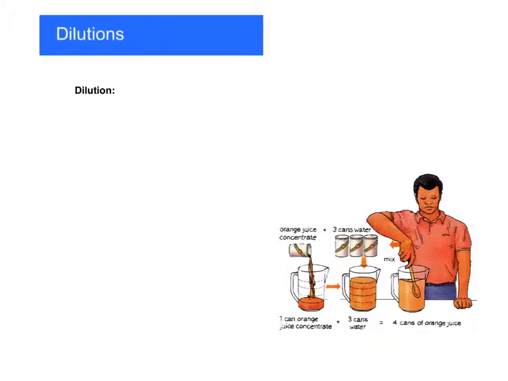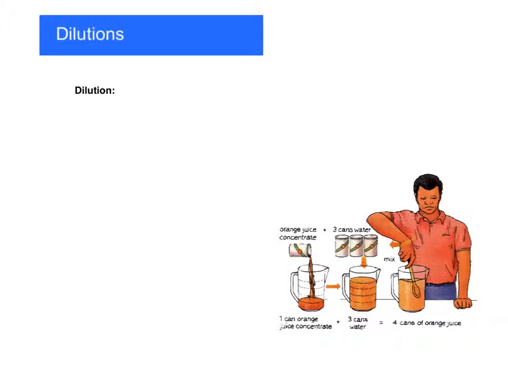So you've probably all done this before, whether it's with orange juice or with tomato soup. You add a can of concentrate and then you add some set amount of water or milk or whatever that you're diluting it with. So for example, here we have 1 can of orange juice concentrate, which we pour into the pitcher, and then you add 3 cans of water. So that's one real-world example of a dilution.